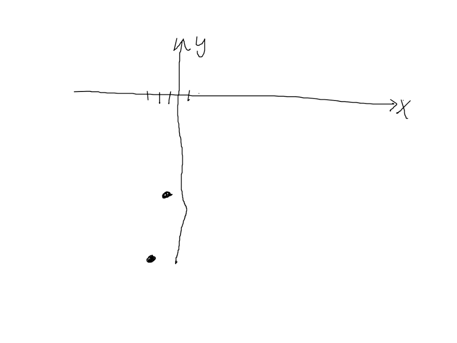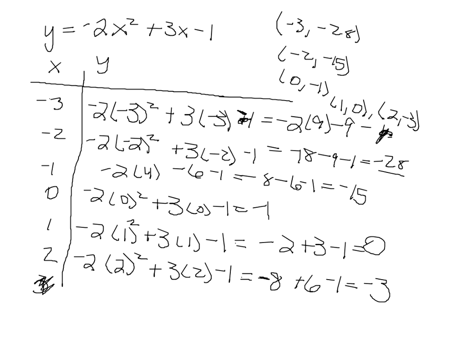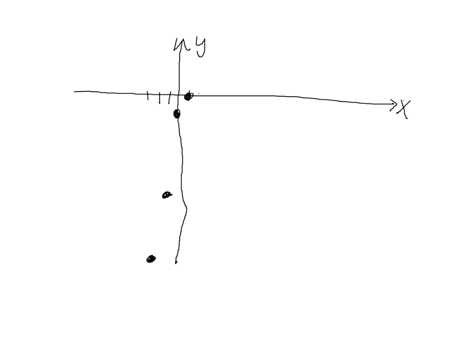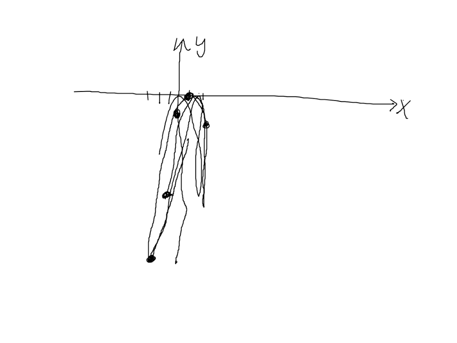We have, looks like 0, minus 1, 1, 0, and 2, minus 3. And now I connect the dots. Now I may be familiar with a parabola, so I didn't capture the vertex. Well, but anyway, so that's a really terrible parabola. But that is how we graph. That's graphing by hand.